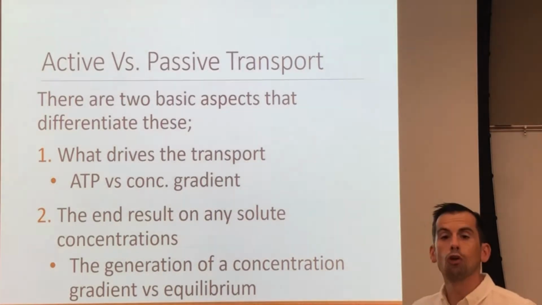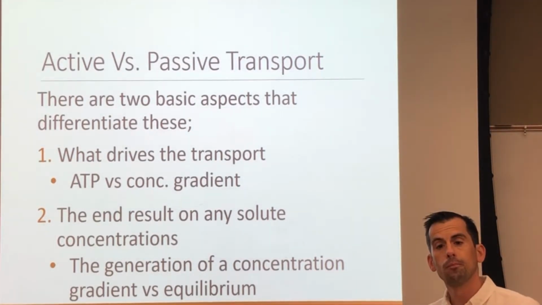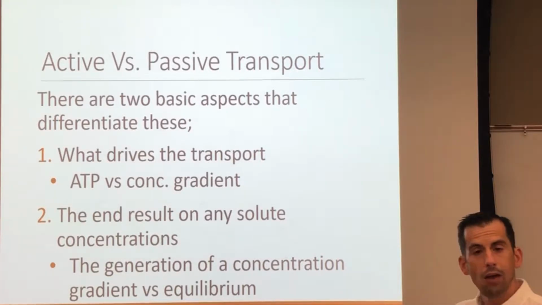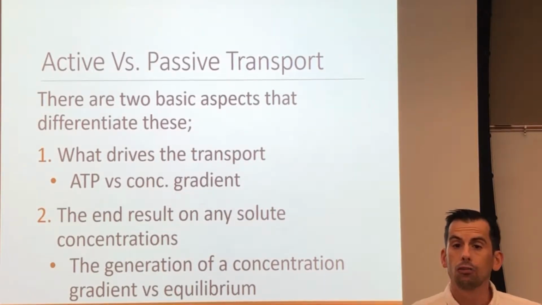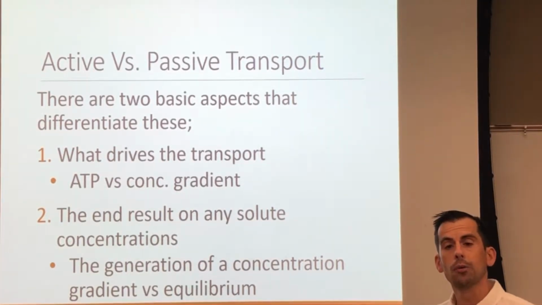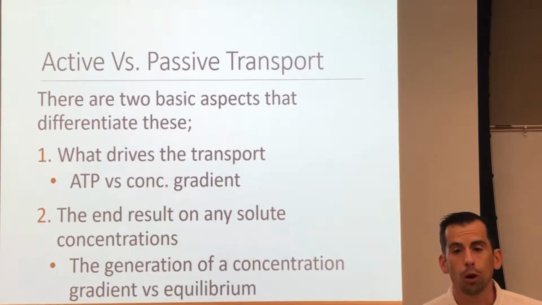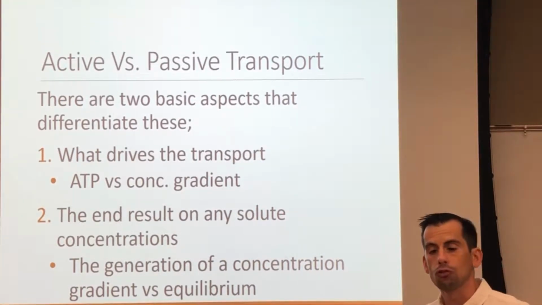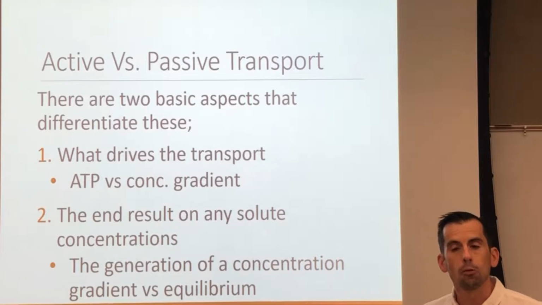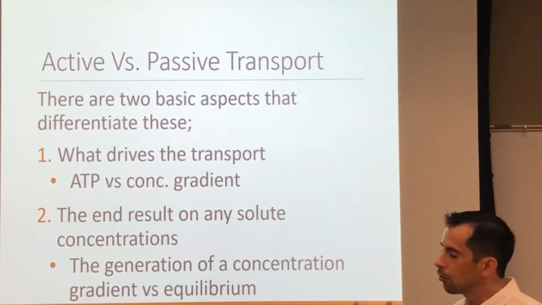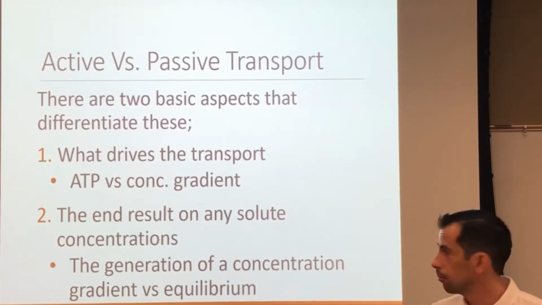Finally, the end results of each of these types of transports. Because we're using energy in the form of ATP with active transport, we are pumping solutes across. So the end result of an active transport is always going to be the creation of a concentration gradient. We're pumping solutes from one side to the other, and we're concentrating them in that compartment of fluid. Passive transport, on the other hand, essentially works in the opposite direction. They will always go from a high concentration, cross that plasma membrane towards a low concentration side, and the end result is going to be what we call an equilibrium. Diffusion or any other type of passive transport will continue until there's an equal concentration of solutes on one side of the membrane versus the other.